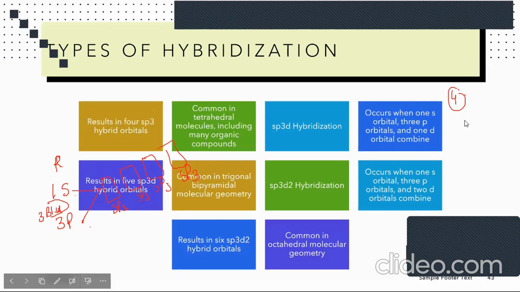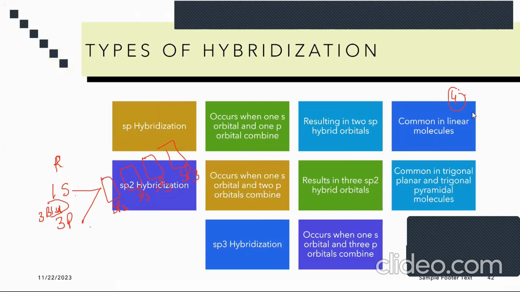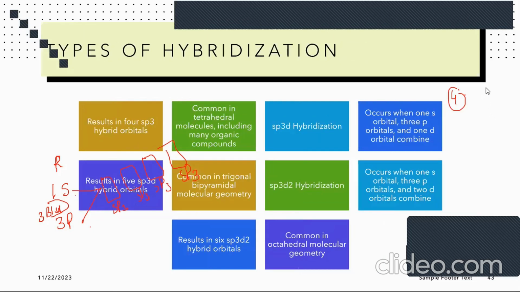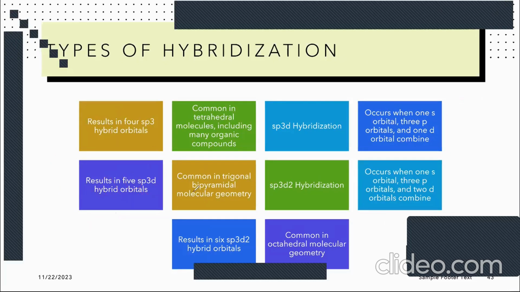Before that, let me take you to that slide. You see here, this is sp2, that's why trigonal planar or trigonal pyramidal molecules. This is linear because this is having only one and one, right? That's why it should be linear. Linear, triangular, tetrahedral. Like this we are getting. Understood?